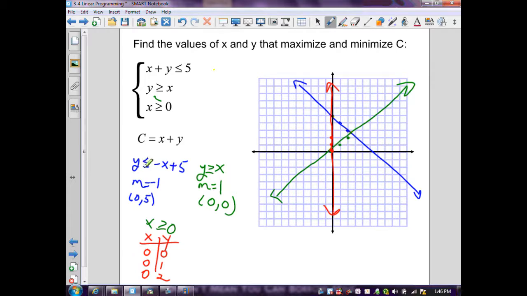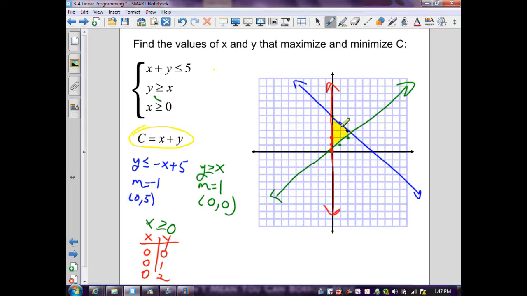Here, y is less than negative x plus 5, so that's my blue line. So that would be below the blue line. The green line, y is greater, so it would be above the green line. And for my red line, I have x is greater, and that would be to the right of the red line. When I figure that all out, the shading will all intersect inside of this triangle. Therefore, all values inside this triangle will be a solution to my objective function, which is given here.